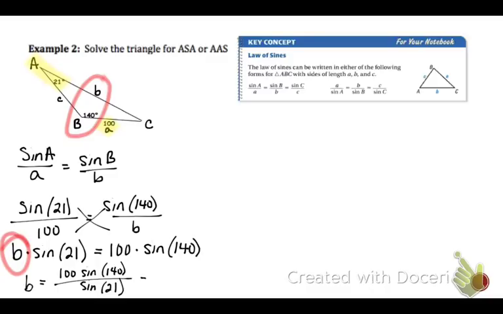By the way, if you're not getting the same answers as me, there is a chance that your calculator could not be in the correct mode. So make sure you check and see if it's in degrees or radians. It should be in degrees. So for side B, I get 179.4.